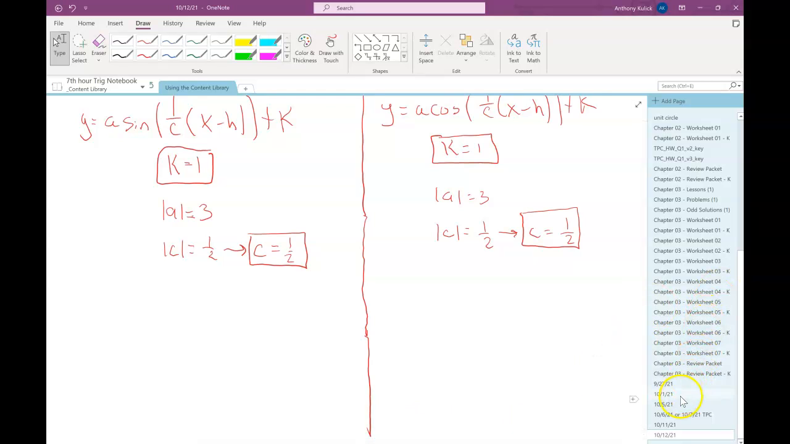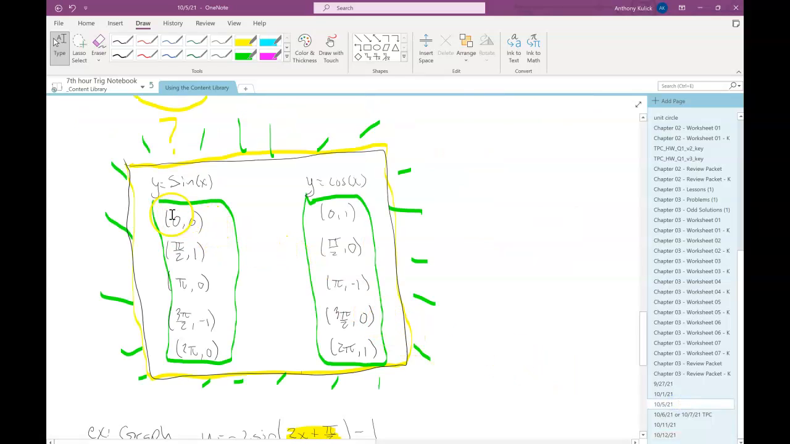So if I go back and I look at those 5 key points, this point was on the midline, this point was a maximum, this point was on a midline, this point was a maximum, and this point was on the midline. The point that I always want to be able to use, if I have the choice, is this point. If the x-coordinate is 0, finding the h becomes pretty trivial. So if I have the ability to do that, I'm going to try to use that point. Is everybody okay with that idea?